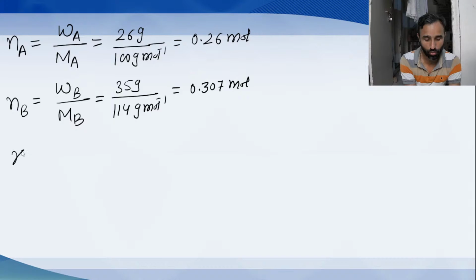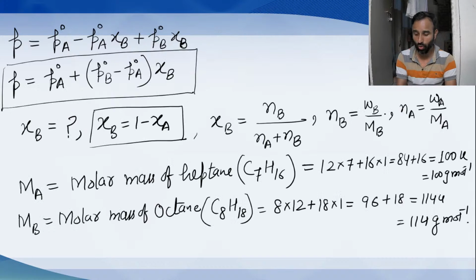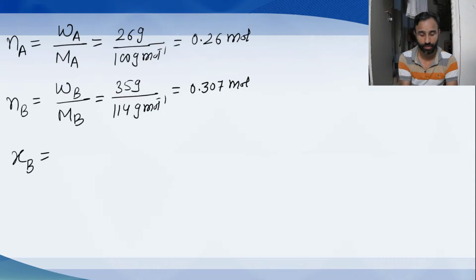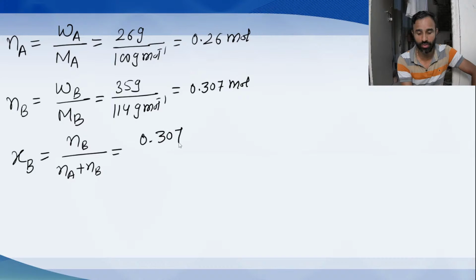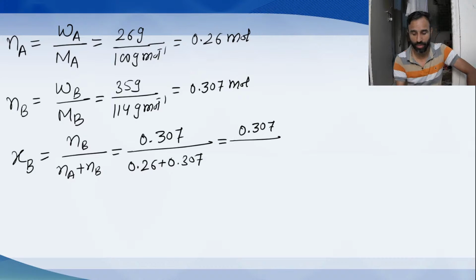So from these two, let us calculate Xb. Just go back as such. Na, Nb, now Xb. Xb is Nb over Na plus Nb. What is Nb? It is 0.307 divided by 0.26 plus 0.307. 0.307 divided by 0.26 plus 0.307. That is 0.567.